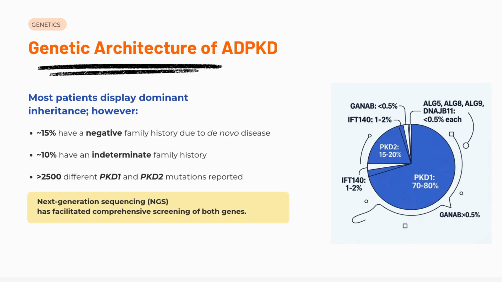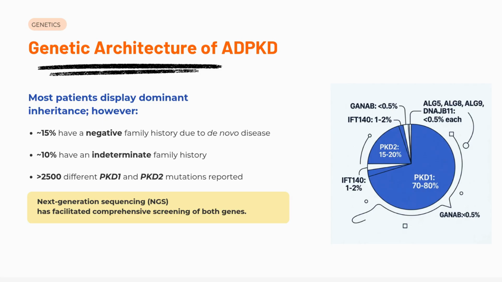There is significant genetic diversity in this disease. More than 2,500 different mutations have been reported in PKD1 and PKD2. PKD1 accounts for the majority of cases, around 70 to 80%. PKD2 contributes about 15 to 20%. And then we have a small percentage of minor genes.